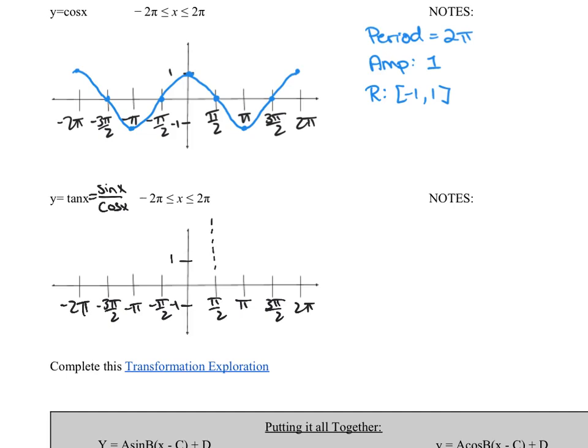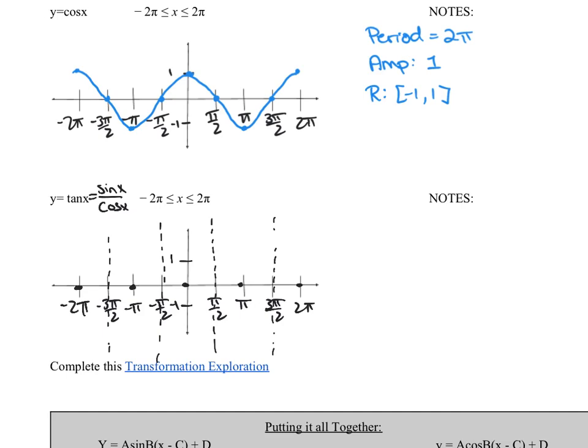So we know that we'll have asymptotes at x equals pi over 2, x equals 3 pi over 2, x equals -pi over 2, and x equals -3 pi over 2. And that'll continue on indefinitely, but since we have a domain of -2 pi to 2 pi, we can stop there. We also know that any time that the sine of x is equal to 0, the tangent of x will equal 0. So that will occur at the origin, at pi, at 2 pi, -pi, and -2 pi.